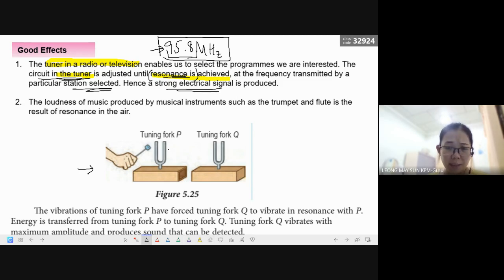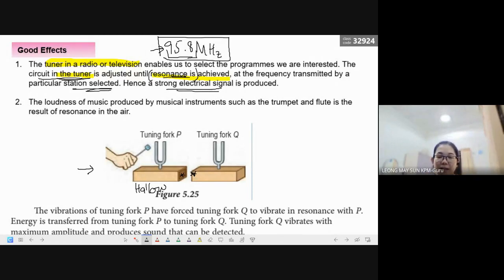Now, this activity, supposing I wanted to do this activity, let's see whether we have time or not to do it after your exams. So this tuning fork, we will hit this tuning fork, and it is located above a box. This box is a hollow box with the opening at this part. Tuning fork Q is also located on a hollow box, and its opening is facing tuning fork P.